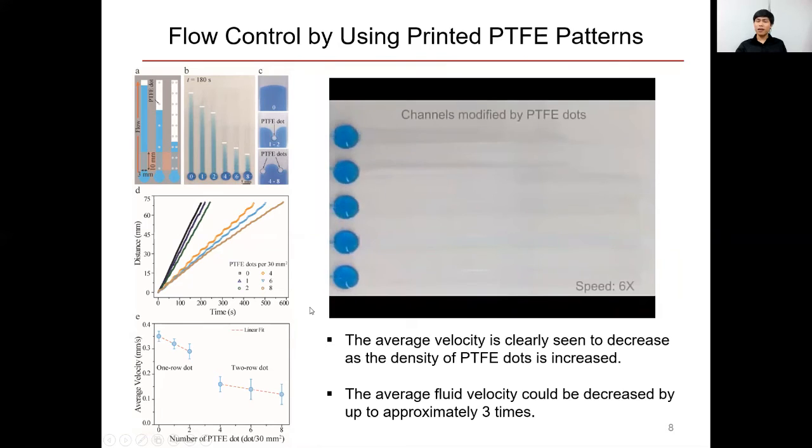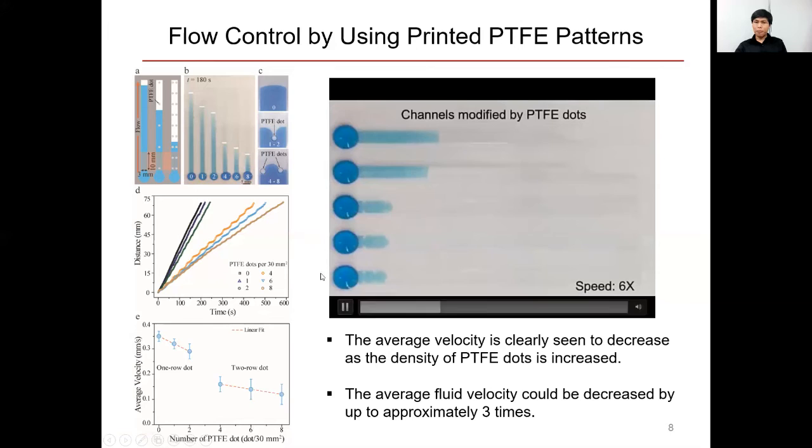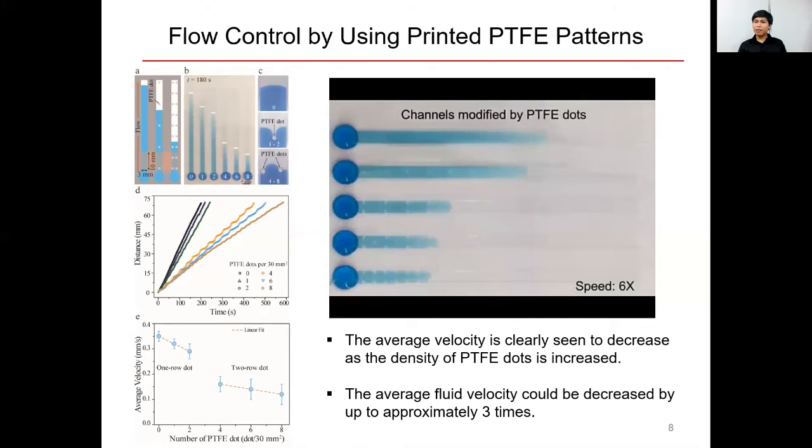You can see in this video comparing the non-modified and modified channels, we can see the modified with more and more Teflon dots, or hydrophobic dots, becomes slower. It takes more time. Combining making faster and making slower, we actually can get a high range of controlling.